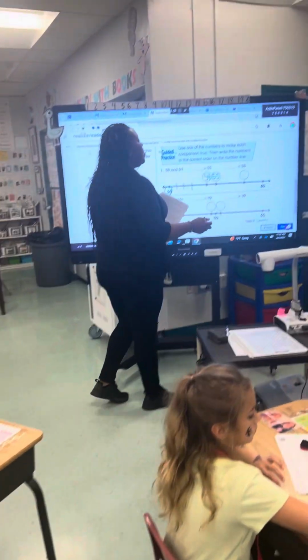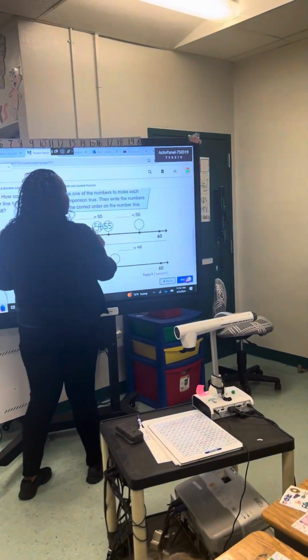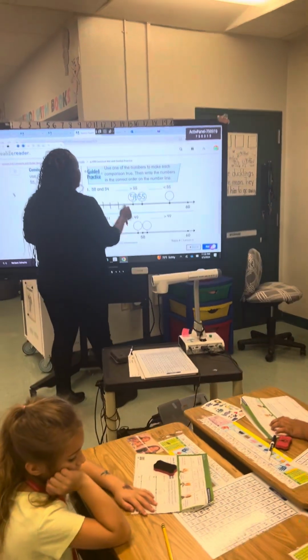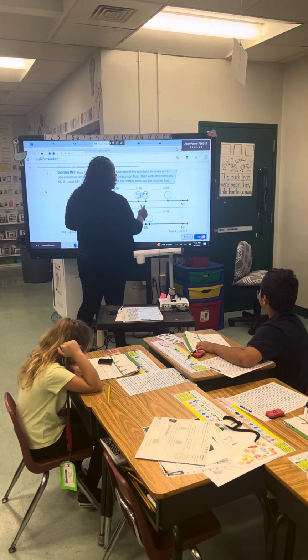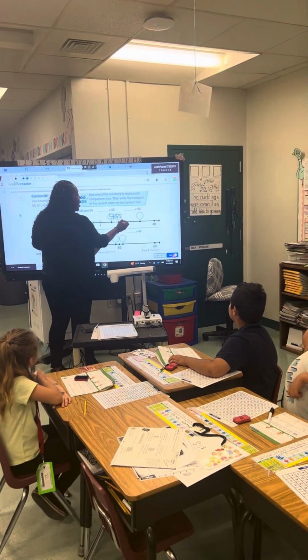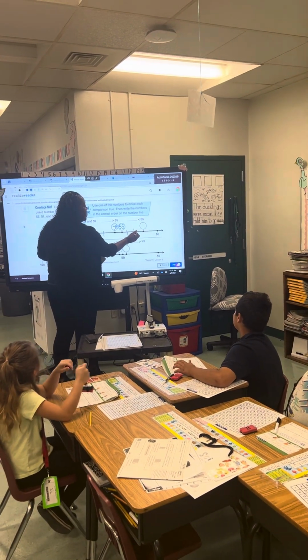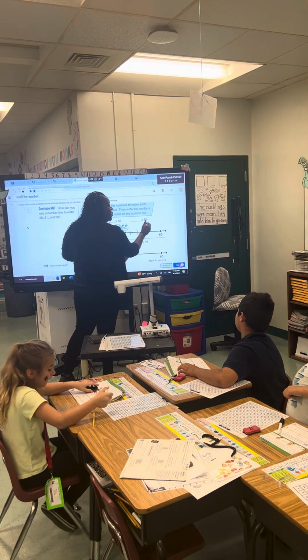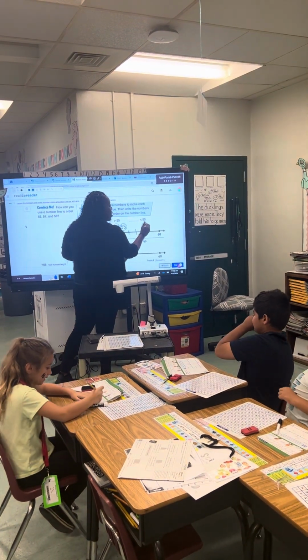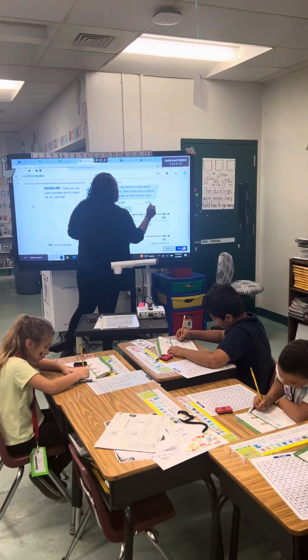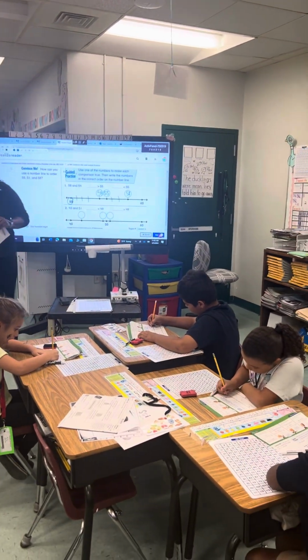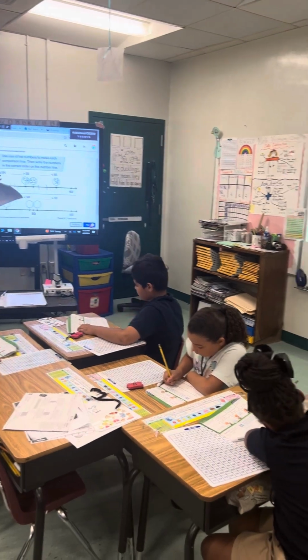Now, what comes after 55? Let's count to see when we are going to hit 58. We're going to start at 55. Count with me. 55, 56, 57. Does 58 go in this circle? Yes. 58. Put 58 in your circle.